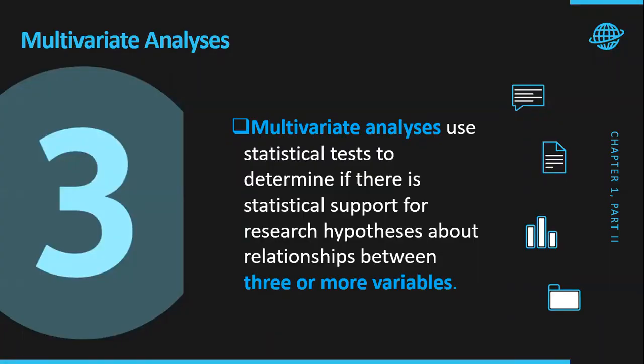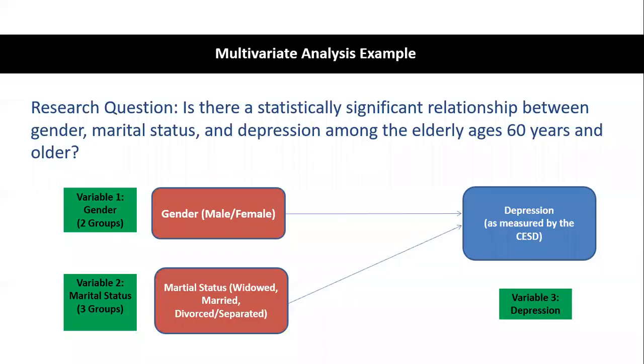Multivariate analyses use statistical tests to determine if there is statistical support for research hypotheses about relationships between three or more variables. So for example, in the research question, is there a statistically significant relationship between gender, marital status, and depression among the elderly ages 60 years and older? There are three main variables of interest: gender, marital status, and depression.